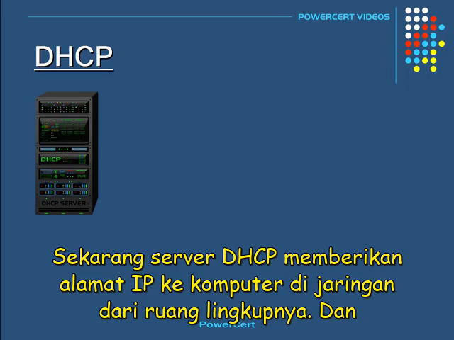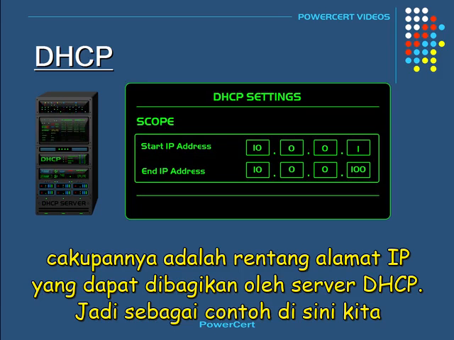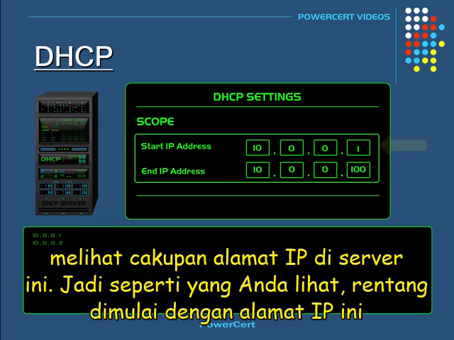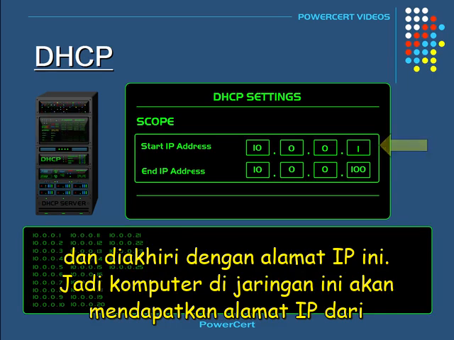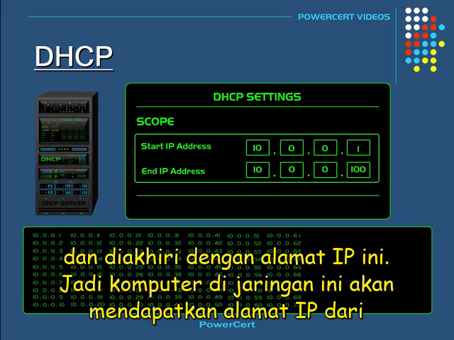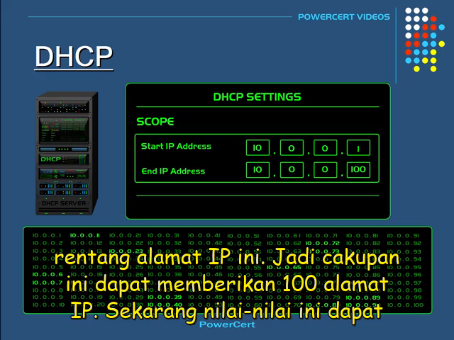Now, a DHCP server assigns IP addresses to computers on a network from its scope. And a scope is a range of IP addresses that a DHCP server can hand out. So as an example here, we see a scope of IP addresses on this server. So as you can see, the range starts with this IP address and ends with this IP address. So computers on this network will get an IP address from this range of IP addresses.